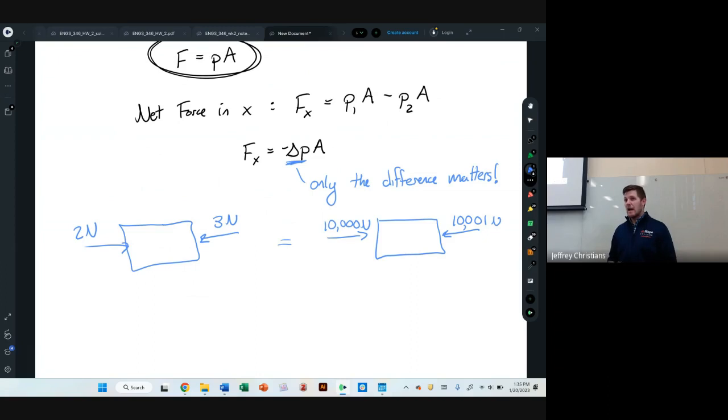The times where absolute pressure matters, it will matter a little bit with density. If you squeeze something really hard, it does compress a little bit, especially if it's a gas. The density does change with pressure. But if we're asking what kind of forces are being exerted by something, we only ever care about differences.